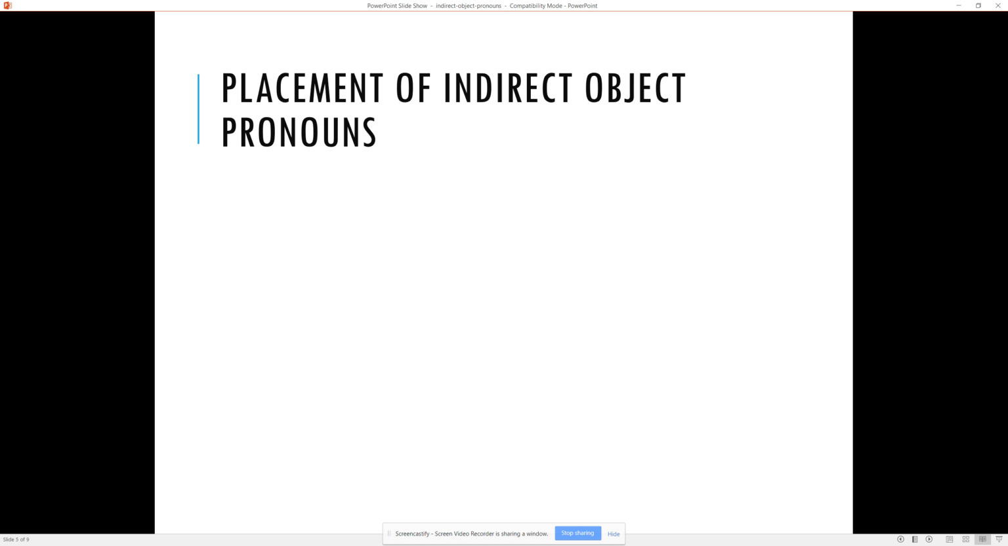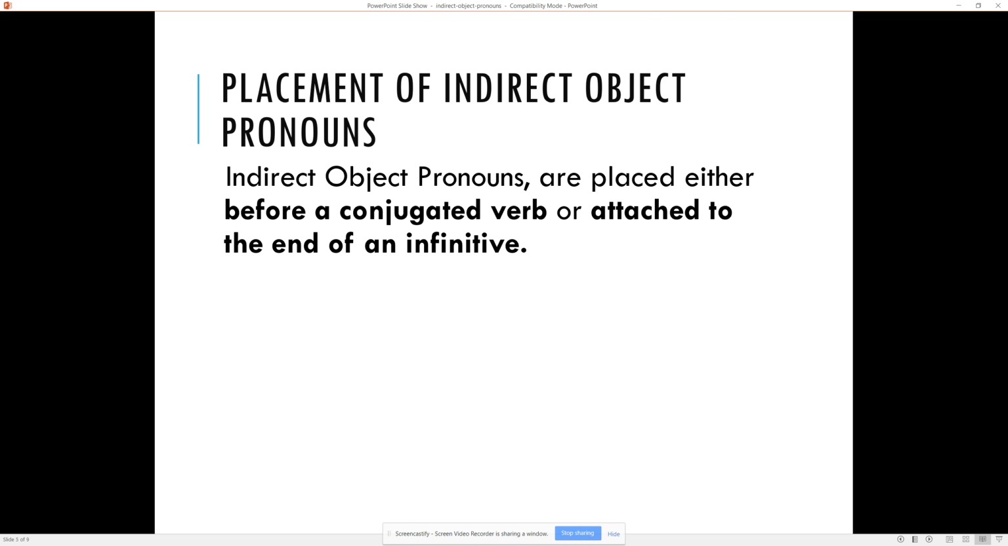Now let's talk about the placement. Placement is very simple. Indirect object pronouns, just like direct object pronouns, are placed either before a conjugated verb or attached to the infinitive at the end. As you can see here, I speak to you, yo te hablo, and yo quiero hablarte. In the first sentence, we have the pronoun before the verb. And in the second sentence, we have it attached to the infinitive because we have a helping verb.